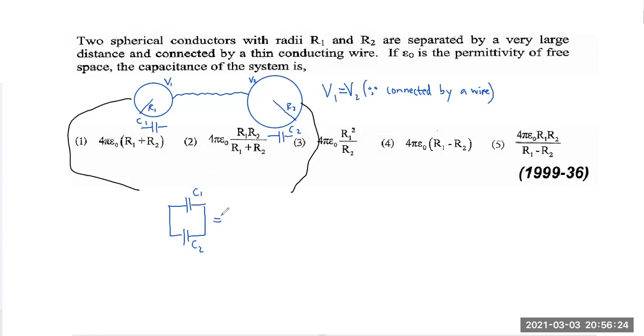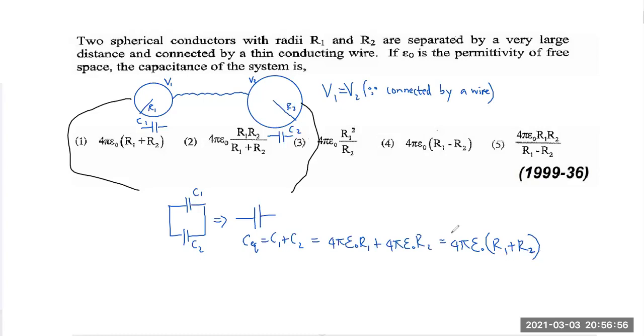So when there are two capacitors which are parallel, the equivalent capacitance is given by C1 plus C2. And what is C1? C1 is 4 pi epsilon naught R1. We just studied the definition for the capacitance of a spherical conductor. Plus C2 is 4 pi epsilon naught R2. And then what do you do? You take 4 pi epsilon naught out. Therefore, you will be getting R1 plus R2. Therefore, the answer for this question is going to be the first one.